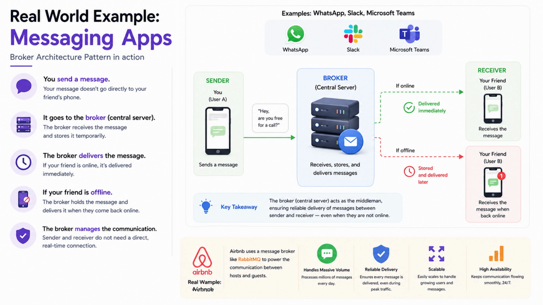Airbnb, for instance, uses a message broker called RabbitMQ to power the communication between hosts and guests on its platform. Given the enormous volume of messages exchanged on Airbnb every day, the broker ensures that every message is reliably delivered, even during peak traffic periods.